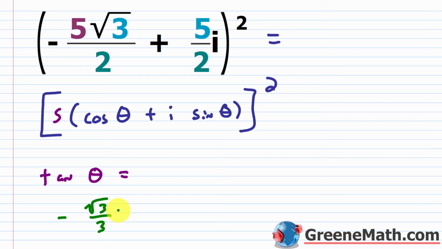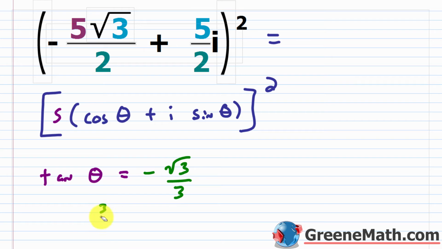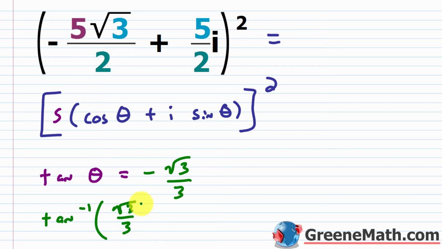So it's going to rotate clockwise. That is not what I want, okay? So what I'm going to actually do is the inverse tangent of, I'm just going to make this positive, so square root of 3 over 3. This is going to give me my reference angle, okay? If I punch this into the calculator, I get pi over 6 if you want to work with radians, or you get 30 degrees if you want to work with degrees.